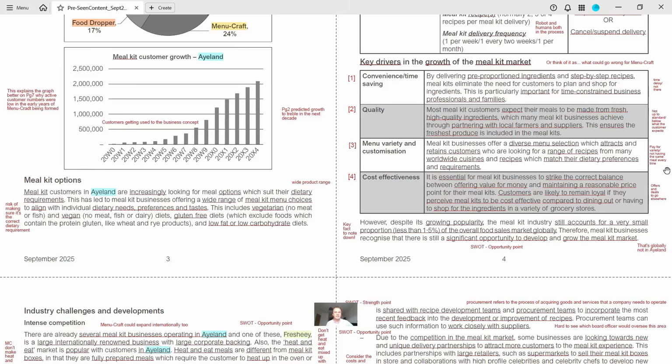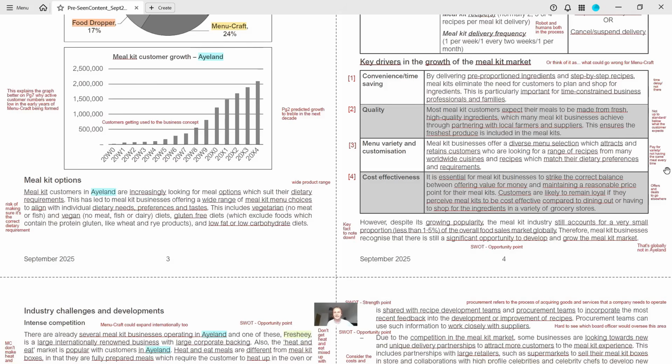So the 4 areas: convenience and time saving, quality of the actual products, the menu variety and customization, and lastly, cost effectiveness. As you would expect in terms of time saving and convenience, you don't want any delay or for the actual meals to not turn up. So those are the things in terms of a key driver for growth that could potentially go wrong. But basically in the boxes, it's saying all the positive things that they need to be doing.